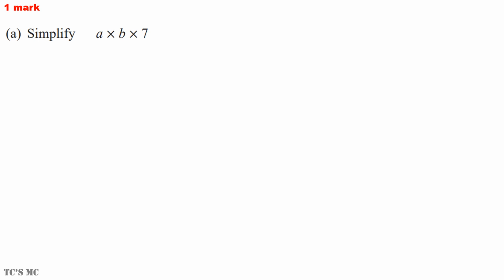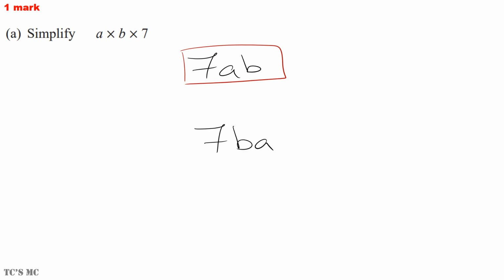Simplify a multiplied by b multiplied by 7. Remember, in algebra, we don't have the multiplication symbol and the number must go in the front. So we just need to write 7ab and that gets us 1 mark. If you want to, you can also write 7ba. Either answer is perfectly fine. You only need to write one of them.